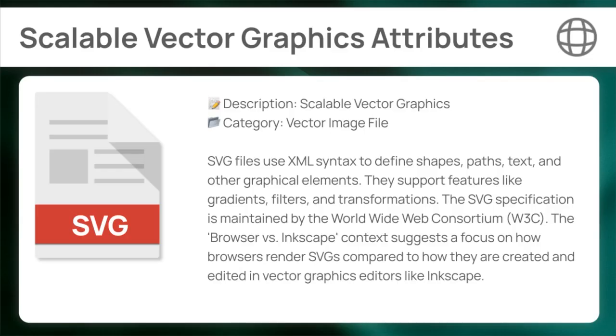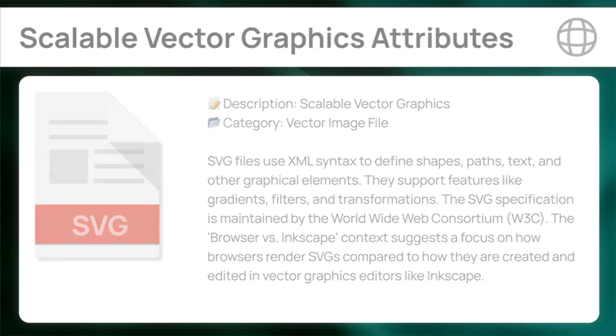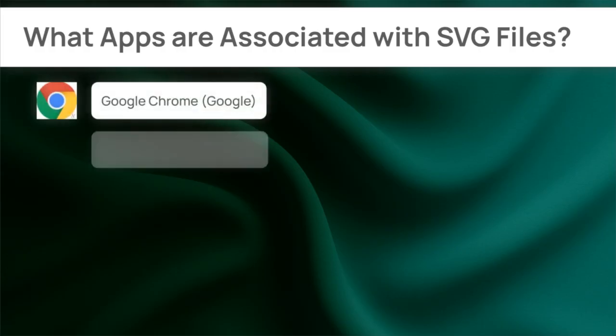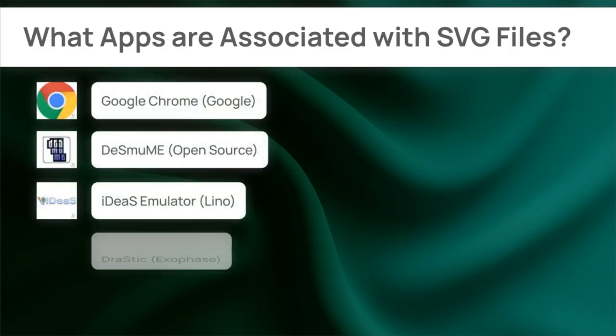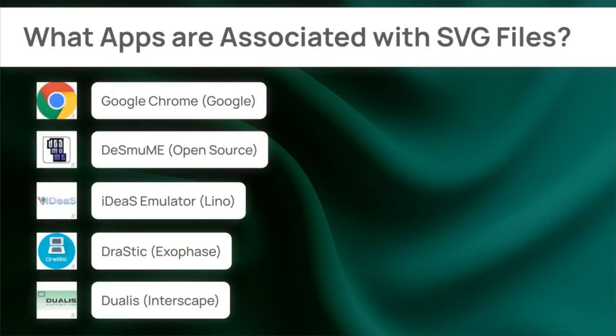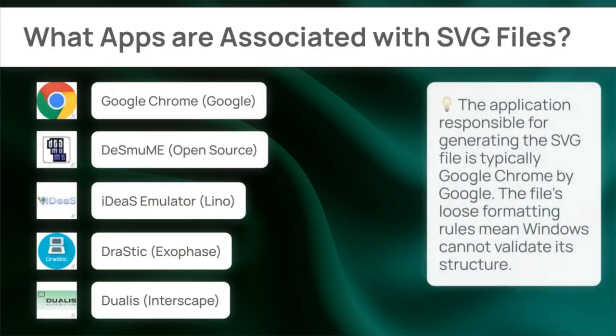The browser versus Inkscape context suggests a focus on how browsers render SVGs compared to how they are created and edited in vector graphics editors like Inkscape. There's a proprietary link between the SVG format and Google Chrome by Google. The file's loose formatting rules mean Windows cannot validate its structure. Windows allows limited viewing, but any detailed revision requires vector-capable applications.